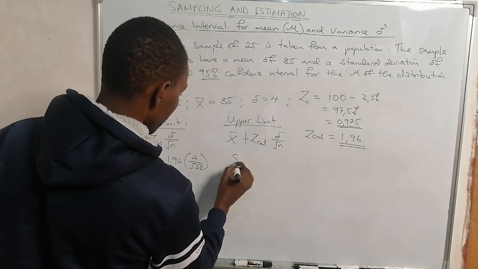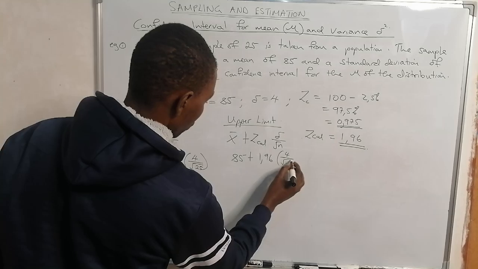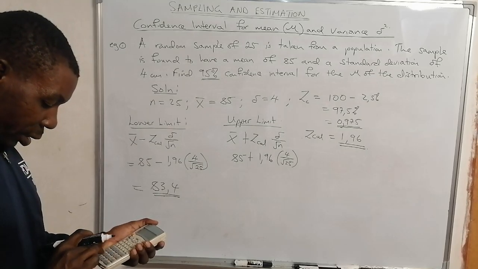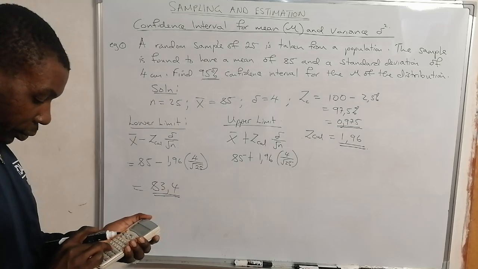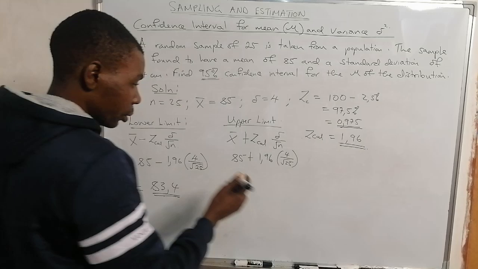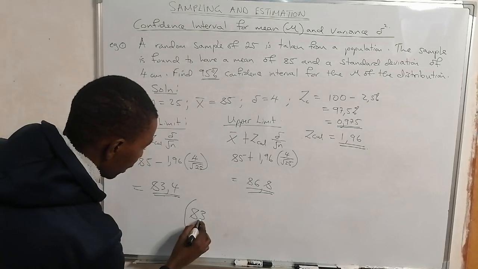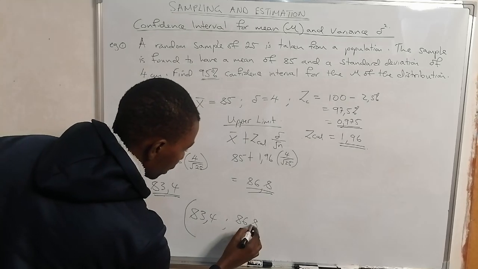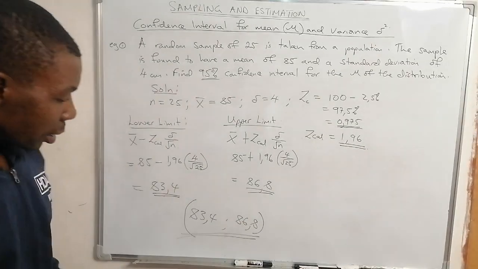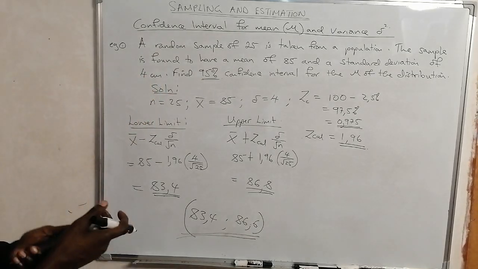For the upper limit, we are going to use x bar plus z cal standard deviation over root of n, which is 85 plus 1.96 times 4 over root 25, which is 85 plus 1.96 times 4 divided by 5. That will be 86.6. Therefore, our confidence interval is written in the form 83.4 to 86.6. We write it like coordinates, but this represents the lower limit and the upper limit. So this is how we find our confidence interval.